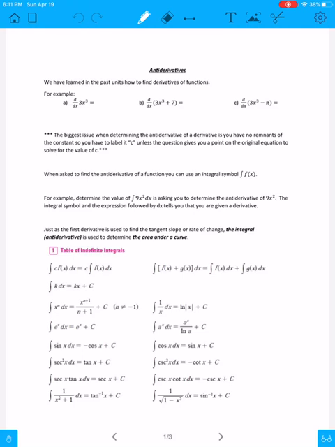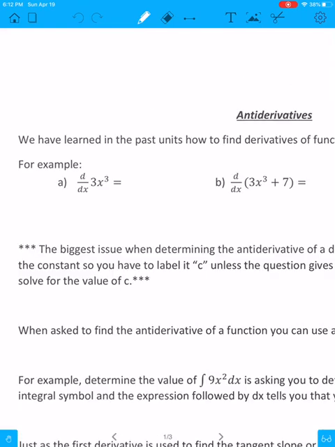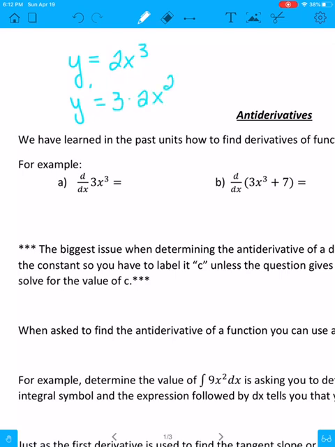All right, antiderivatives. So this is the day where we start learning how to undo derivatives, okay? When we did power rule with derivatives, we would take the exponent. So say we had y equals 2x cubed, and we did the derivative of it, y prime. We would take the power, drop it in front, multiply it, and then reduce the exponent by 1, right? That's what we always did. So we got 6x squared.